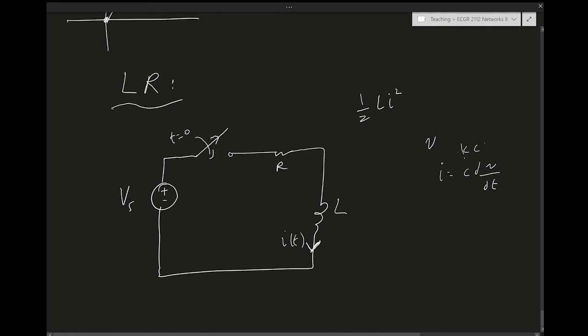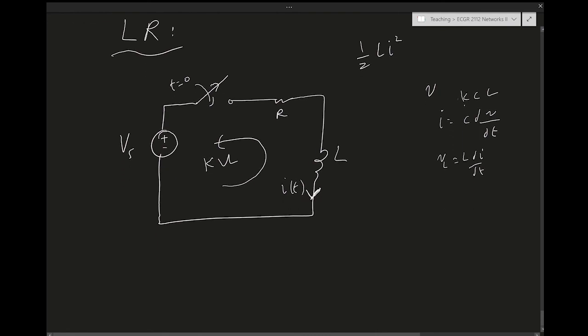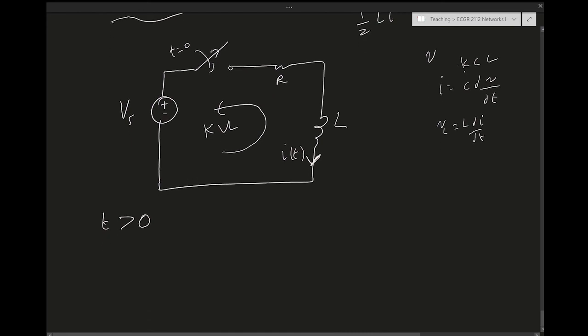So we use KCL. For the inductor, VL equals L di by dt. So to get a differential equation with di by dt, we need something that sums up voltages, and in this case, the only thing that does that is KVL. So KVL is the technique that we use here to get the differential equation. After t goes higher than 0, what happens? The switch throws, and then we apply KVL.